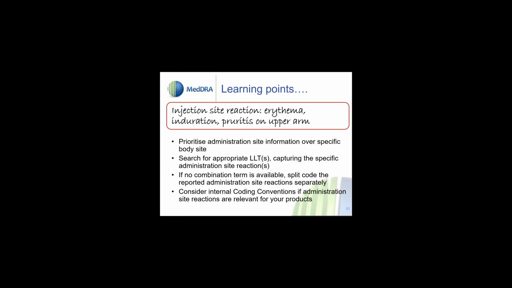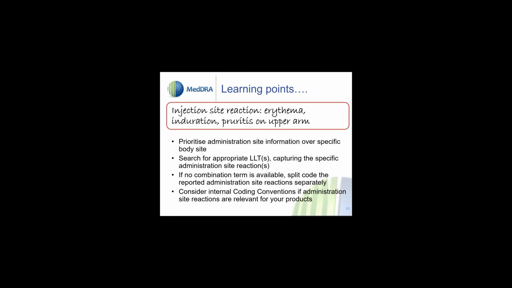And when such events are relevant for the safety profile of your products, you may consider more detailed internal coding conventions. And you could consider scenarios like handling of verbatims that describe a specific administration site reaction, like, for instance, a red patchy rash at an injection site. And you would need to decide whether you would split and consider the addition red and patchy as attributes describing the rash, or code the injection site rash only. So if you would split all these attributes into separate PTs, or whether you would consider these as attributes of the rash and just code the rash.